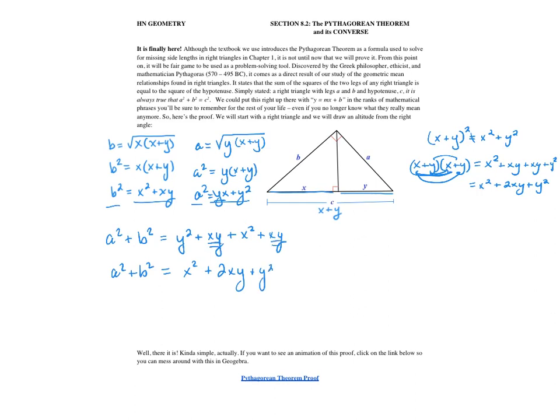Now, interestingly enough, C is x plus y, so C squared is x plus y quantity squared, which of course is x squared plus 2xy plus y squared. So you can see that A squared plus B squared is exactly the same as C squared, because this quantity is what we just worked out right over here. So there it is. It's not as dramatic as you might think it was. Pretty simple proof.